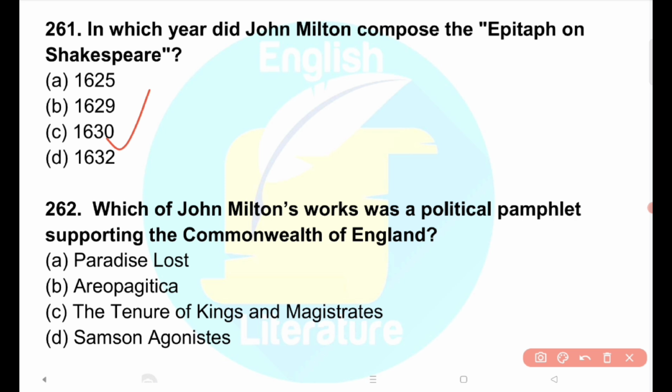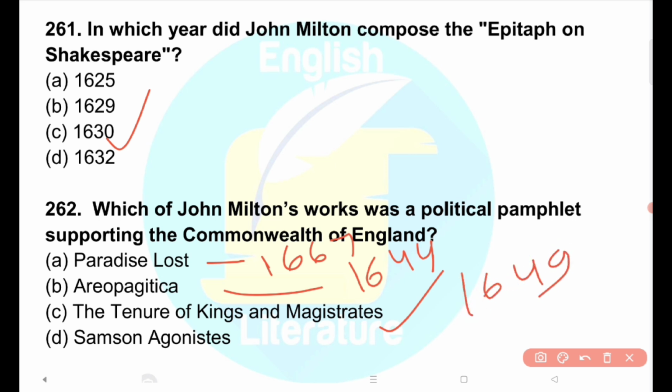Which of John Milton's works was a political pamphlet supporting the Commonwealth of England? Option C, The Tenure of Kings and Magistrates. Paradise Lost, 1667. Areopagitica, 1644. Option C, Tenure, 1649, was written to justify the execution of King Charles I. It supported Republican government and Cromwell's Commonwealth. Milton argued that kings could be removed if they ruled unjustly.